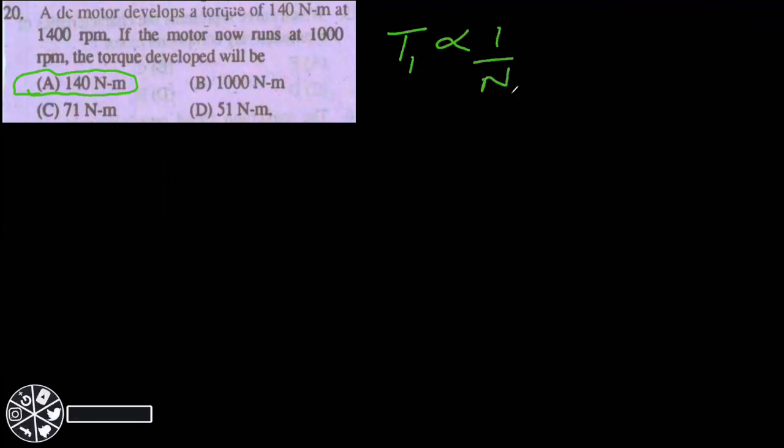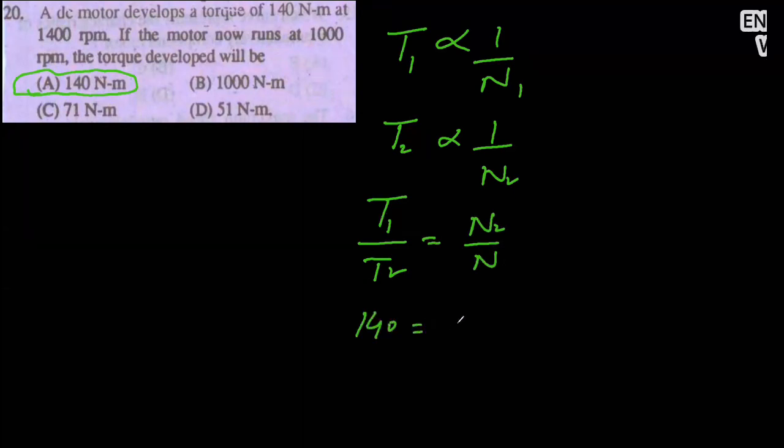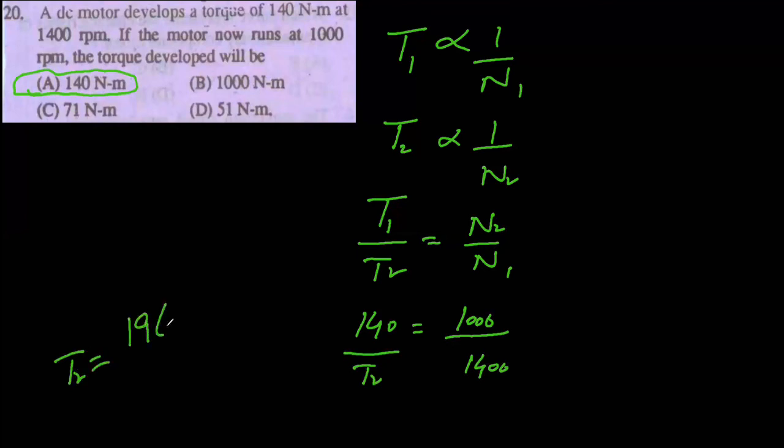So your torque T1 is proportional to 1 by N1, torque T2 is proportional to 1 by N2. So T1 by T2 will be equal to N2 by N1. T1 is 140, N2 is 1000, and N1 is 1400. From this, your T2 will be equal to 196 Newton meter. So I think this is the correct answer.